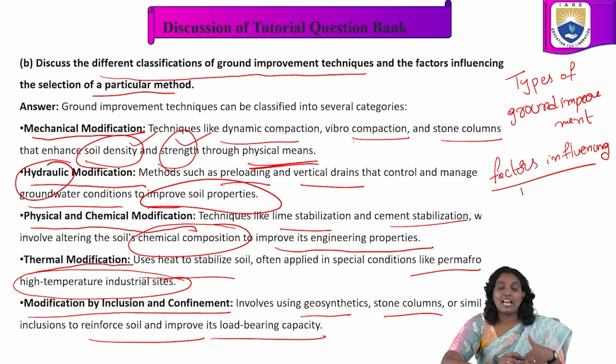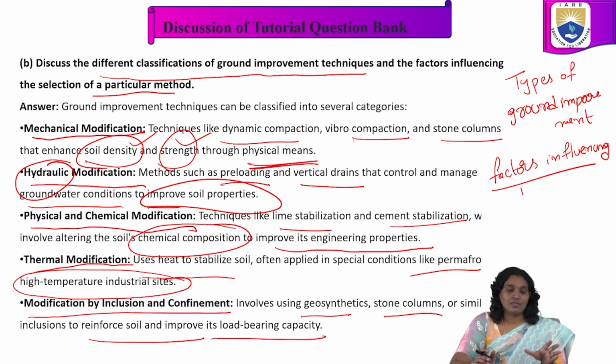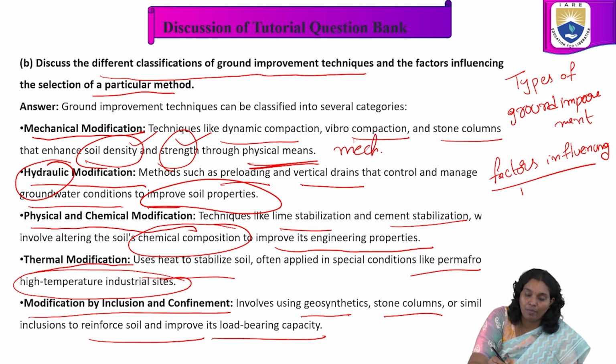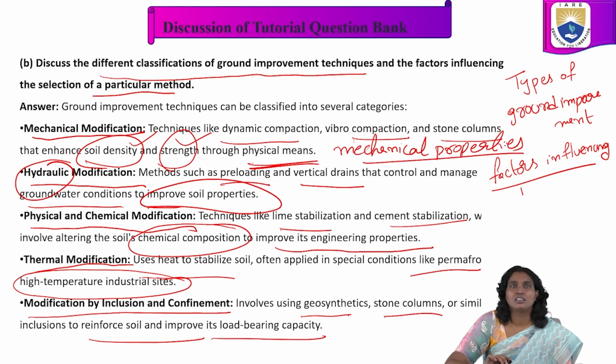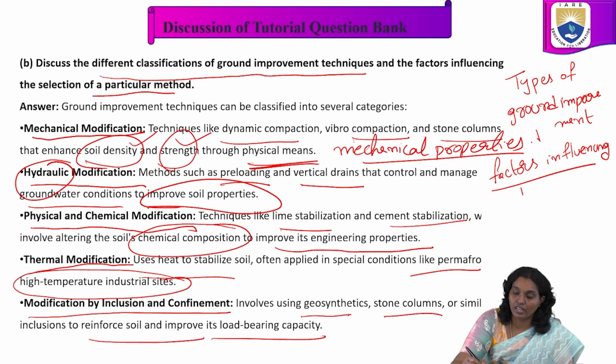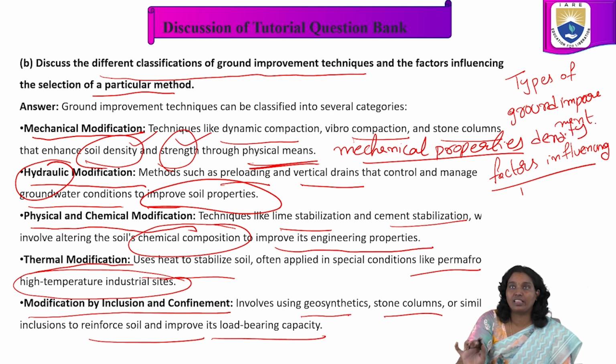So here, in this classification and the factors involved in it, we are going to understand together. Mechanical modification is a physical modification based on the mechanical properties, and we are going to understand these techniques. Those are dynamic compaction, vibro compaction, and stone columns. They are for the mechanical properties, those are density and strength.